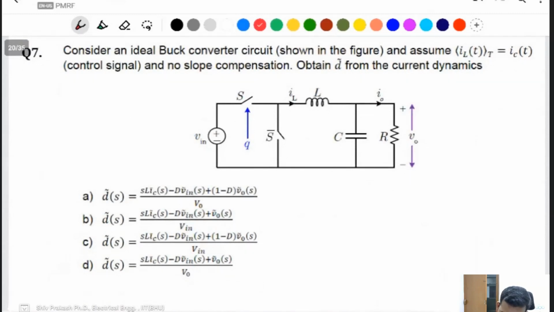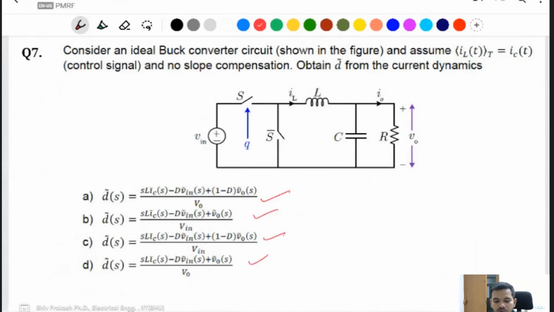I have a question related to the buck converter. It's asking about the duty ratio. I'll have to know small signal analysis. I think I taught it once; the last class was on perturbation.